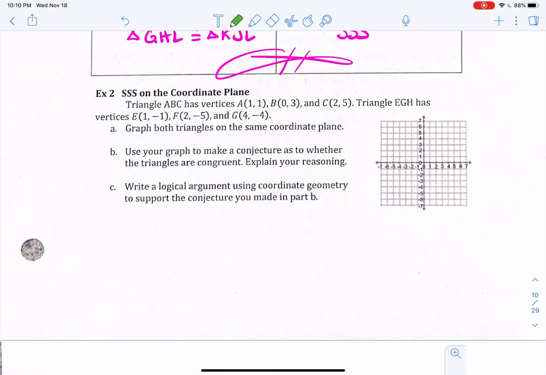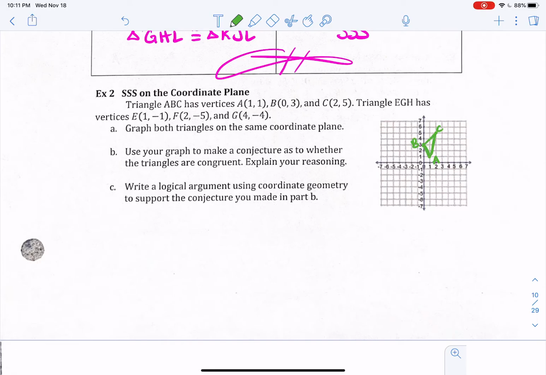All right. Last thing, example 2. Triangle ABC has vertices (1, 1), (0, 3), and (2, 5). Let's plot these guys. I'll give you a second to do that. A, B, C, this triangle right here.